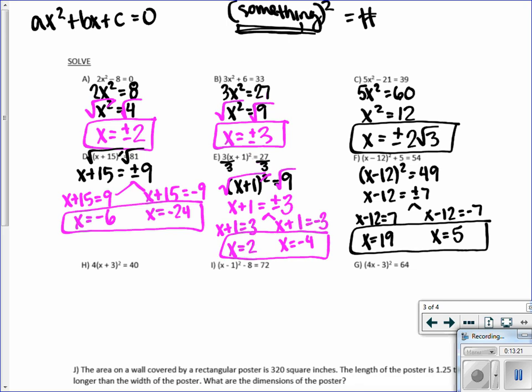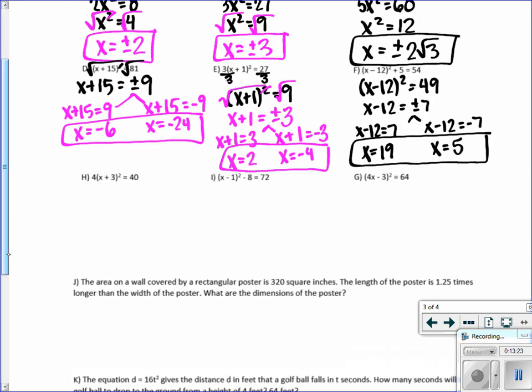So on G, do we have something squared on one side, number on the other side? And that's no prior work. All we have to do now is square root each side. So we're left with 4x minus 3. And then what's the square root of 64? 8. Positive or negative 8. So we're going to solve it twice. One where 4x minus 3 equals the positive 8, and one where 4x minus 3 equals a negative 8.